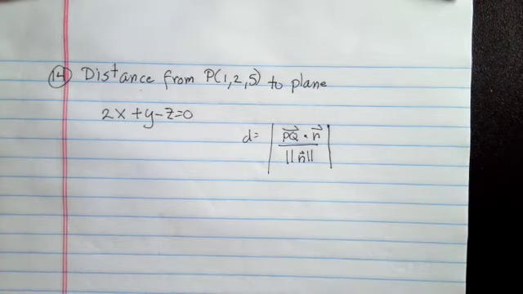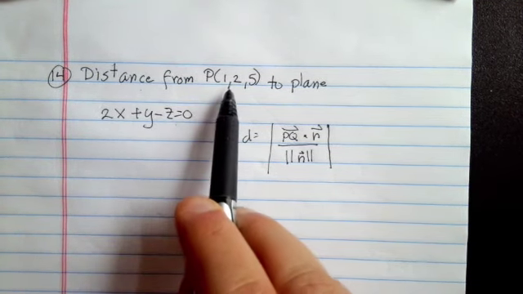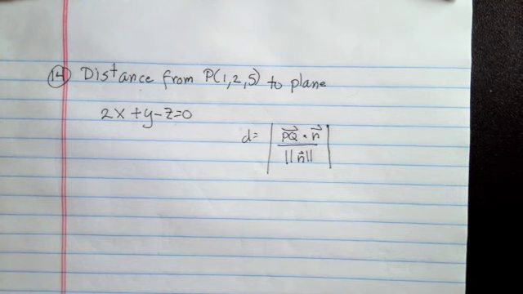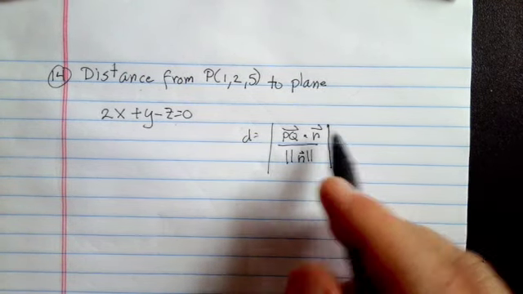Now we're going to find the distance from the point with coordinates 1, 2, 5 to the plane 2x plus y minus z equals 0. So presumably this is a point, this is a plane, and this is a point not on the plane. And this is a formula that I would give you on a test. Alright, so what are we supposed to do?